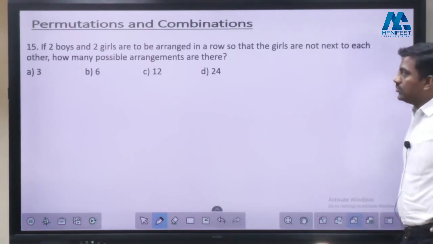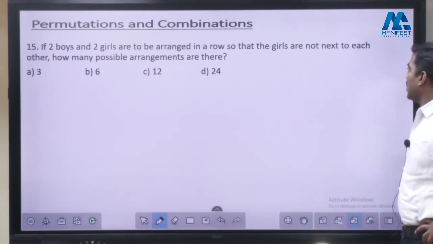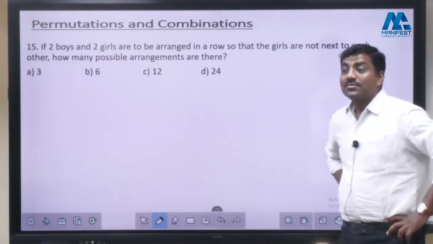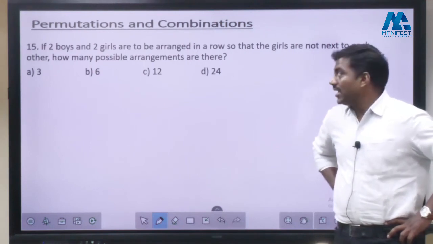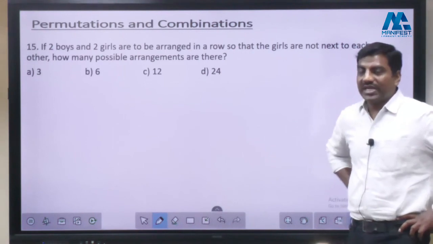Very good problem. If 2 boys and 2 girls are to be arranged in a row so that the girls are not next to each other, how many possible arrangements are there? Arrangements. Permutations? Yes. So how many girls are there? 2. How many boys are there? 2. What they are trying to say?